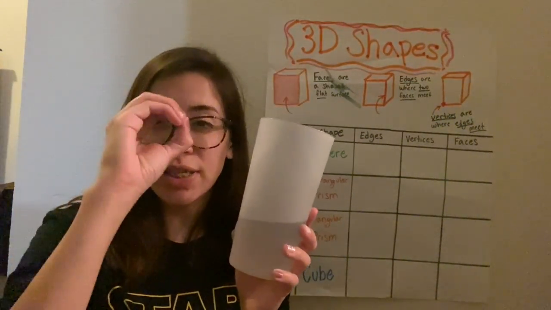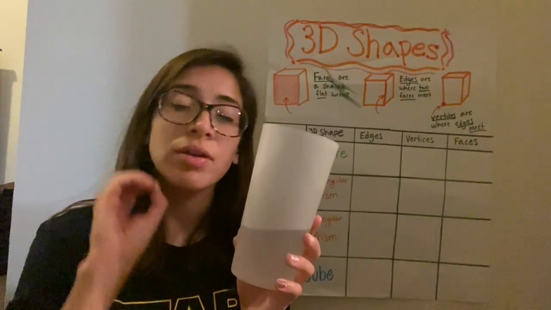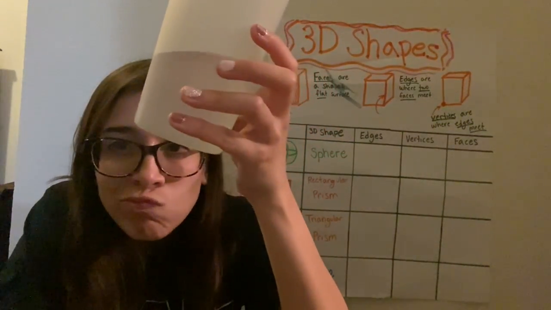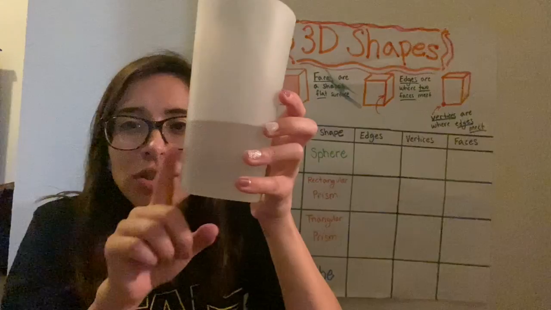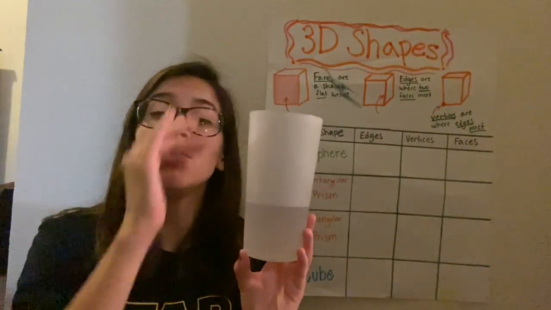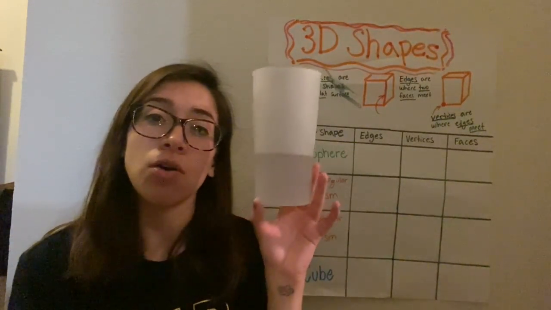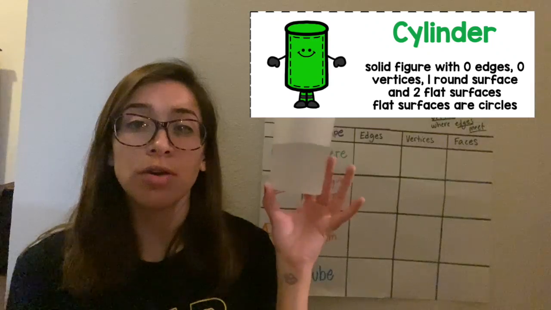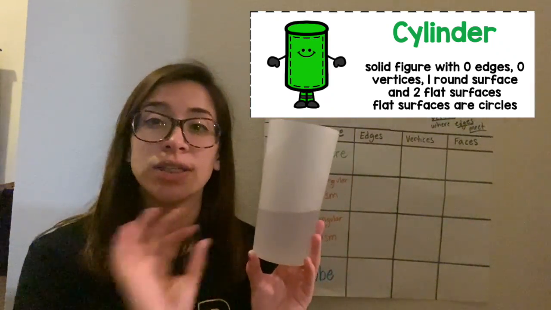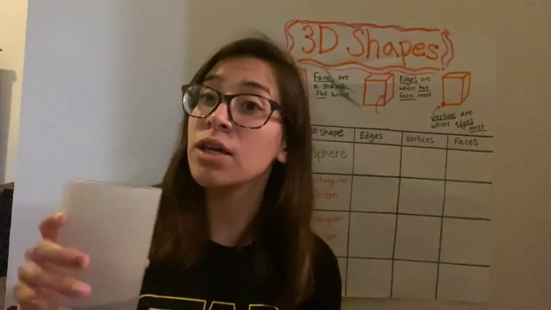So it has 0 edges, which means it also has 0 vertices. Does this have any corners on it? Any points? Nope. It just has lots of curves. So this kind of shape that only has 2 faces, 0 edges, and 0 vertices is called a cylinder. So if you find a shape like that in your home, with 2 faces, 0 edges, and 0 vertices, you have found a cylinder, and it is refreshing.